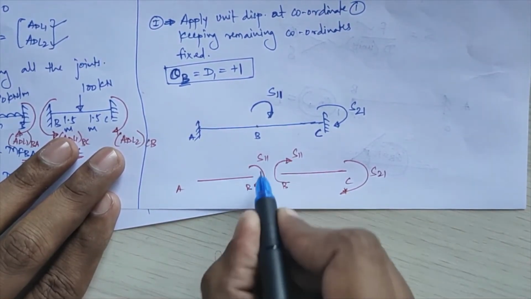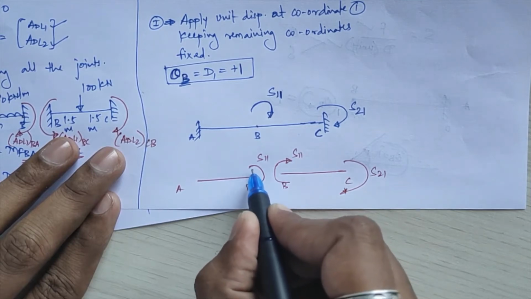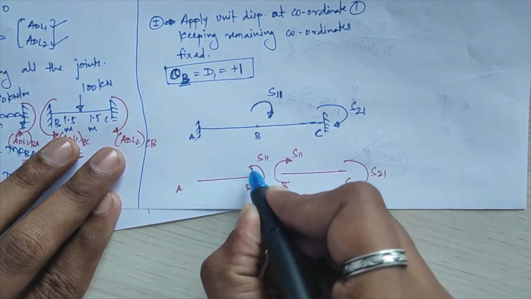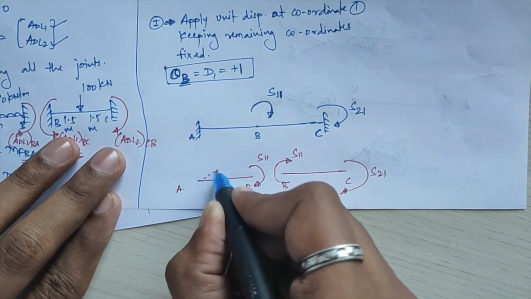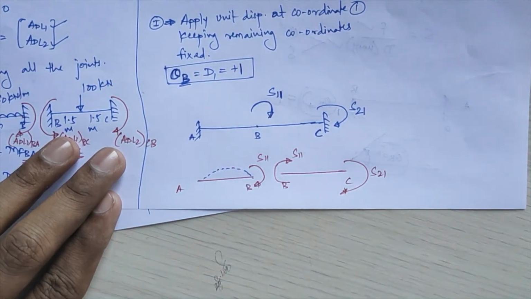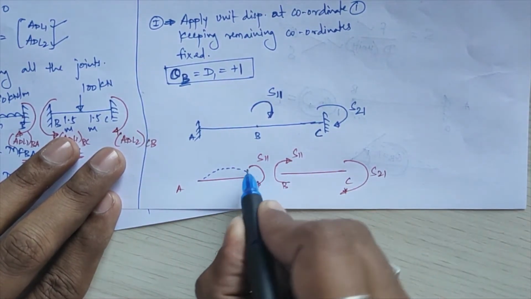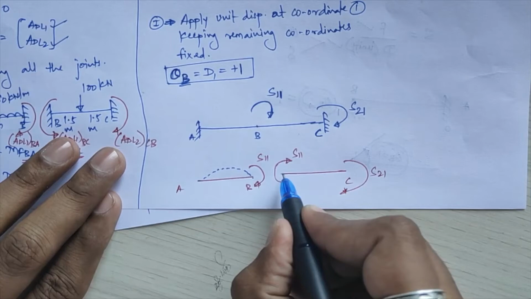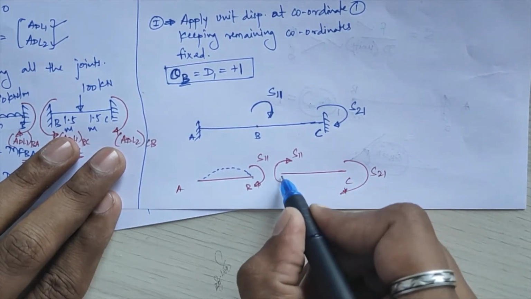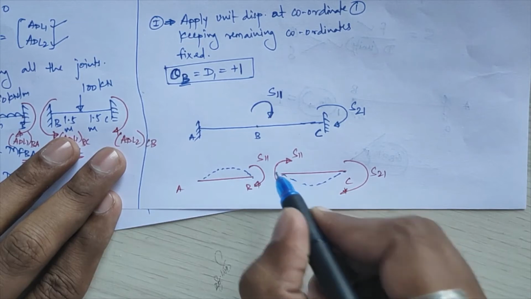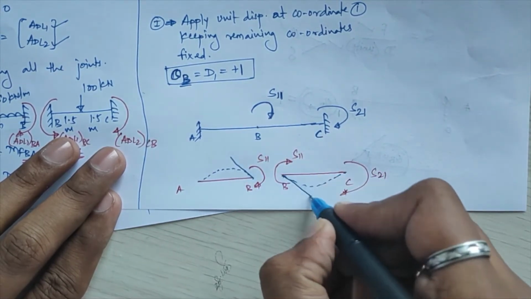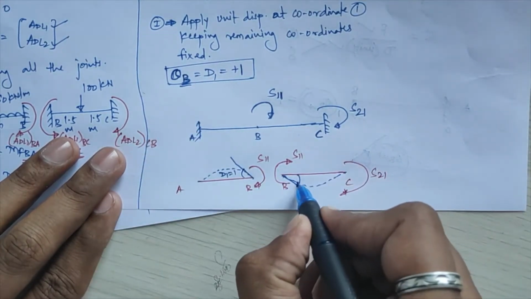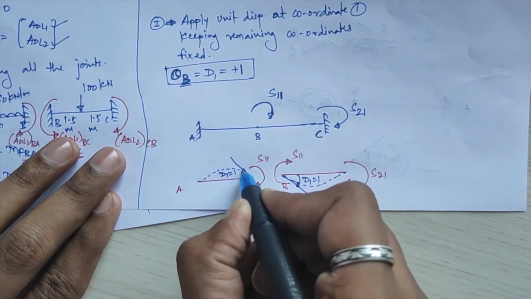So theta b will be how? Remember this: the side from which the moment originates, at that side you have to show the deflected pattern. Here the moment is originating from the upward side, so the deflection pattern is on the upward side. Here the moment is originating from the downward side, so the deflection pattern will be on the downward side, showing this slope value, d1 equal to 1, that is nothing but theta b equal to 1, and here also d1 equal to 1.